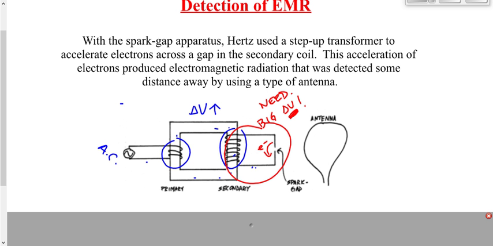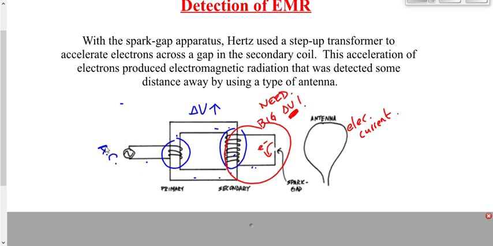How is the antenna going to detect EMR? If we've never detected EMR before, how are we going to use an antenna to detect EMR? How do we know that an antenna would detect EMR? Well, if Maxwell's theory is correct, that EMR consists of a changing electric and a changing magnetic field, then there should be an electric current produced over here in the antenna. The changing electric field and the changing magnetic field will generate an electric current in the antenna.